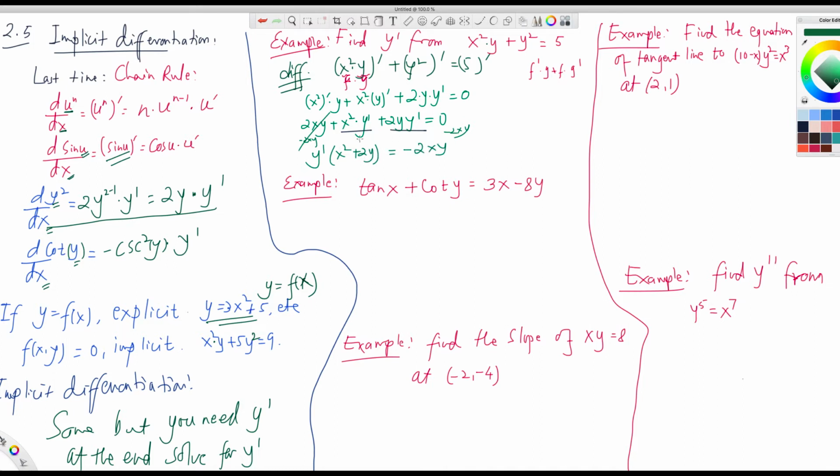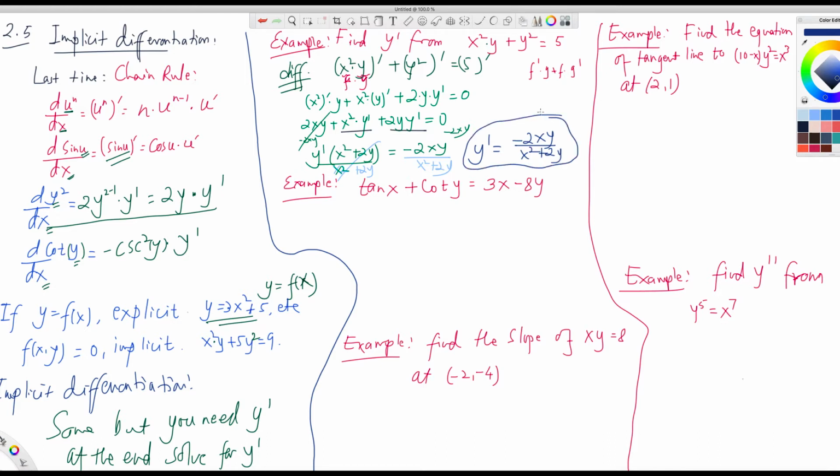Now again our goal is to solve for y prime. You divide by that quantity, x squared plus 2y, and divide the other side by x squared plus 2y as well, so that cancels out. What is left is y prime equals negative 2xy over x squared plus 2y. So that is the final answer.